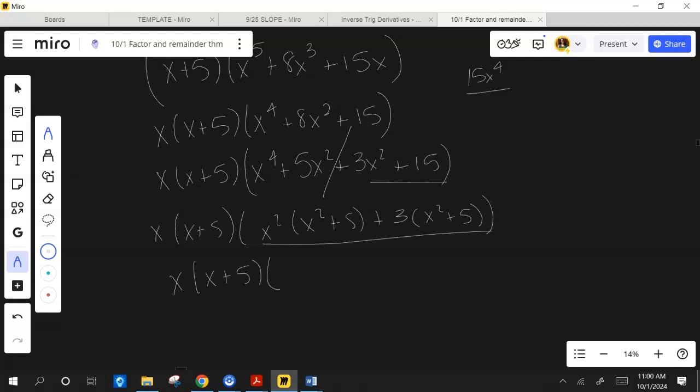What's my factor from here? This is this. This is this. So all of this, I'm just continuing on factoring all of this. X squared plus 5 and x squared plus 3. Is it factored completely? Yes, it's factored completely, so I stop. Okay. It's everything we have done.